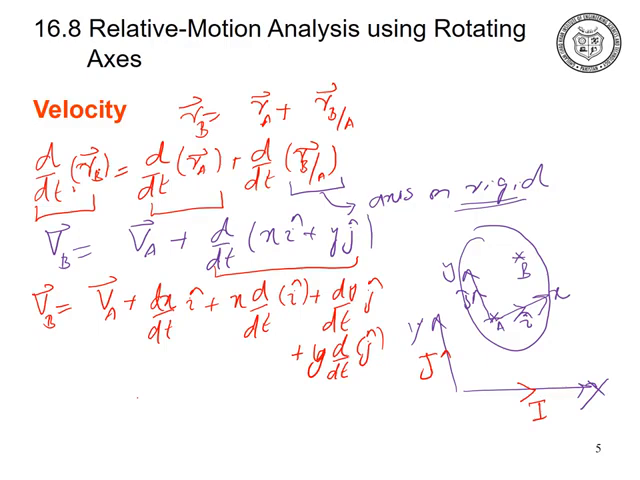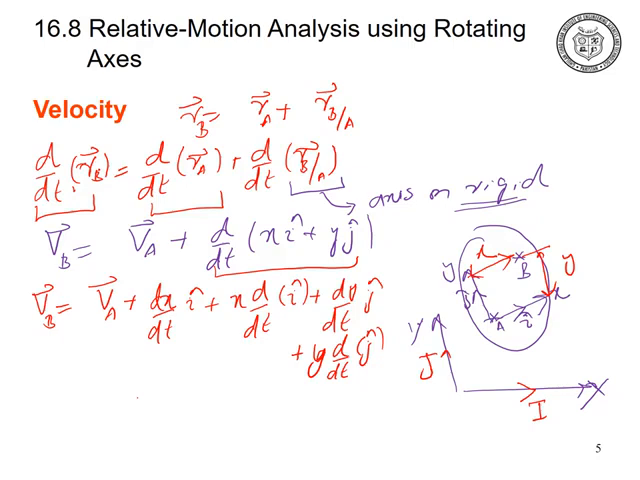Although the unit vector has magnitude 1, its direction is changing with respect to time, so it must be considered in taking the time derivative. Similarly, the position of the particle B also changes with respect to time. It means that the x distance and the y distance also change with respect to time, so we have to consider them in taking the derivative. So by considering the position vector and also the x and y position in taking the time derivative, the equation becomes VB equals VA plus the time derivative of the position x times the unit vector plus x times the time derivative of the unit vector, similarly for y.